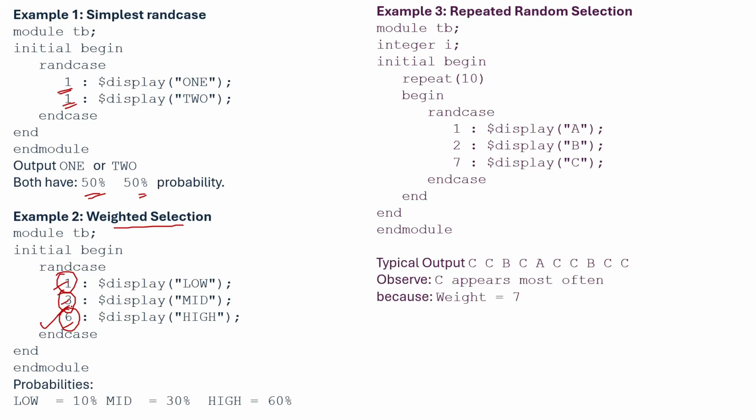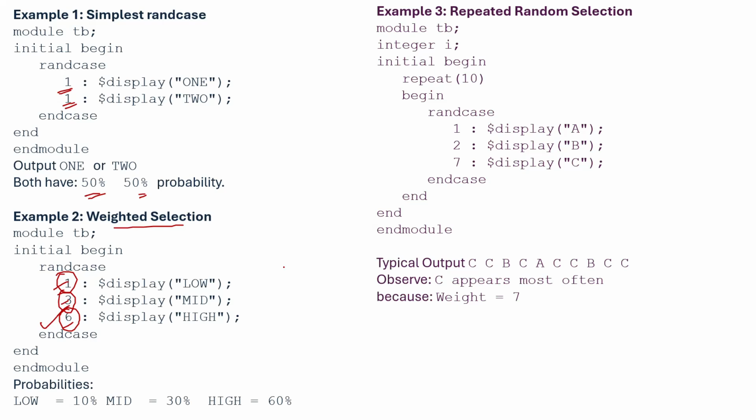Same way, repeated random selections. Repeated random selection means you are repeating 10 times. In these 10 times, the total weight is 10. So display C is getting more compared to display B and display 1. Display C gets more chance. Repetition gets more chances there because the weight is 10. Out of 10, you are repeating 10 times.